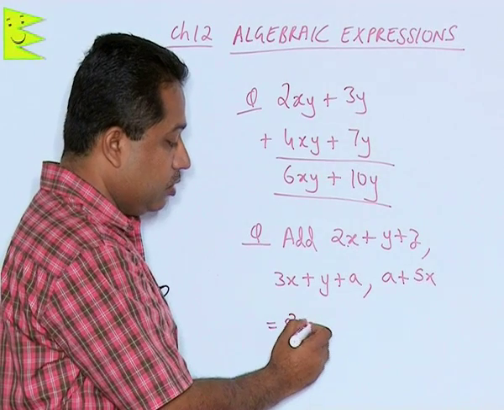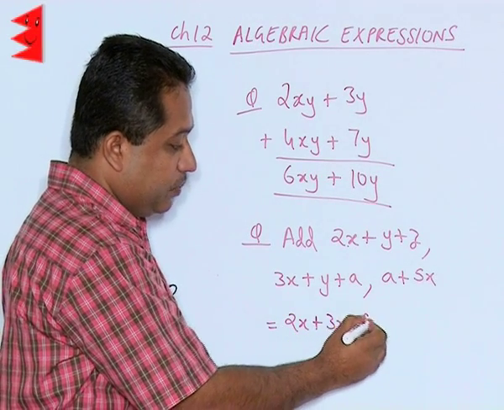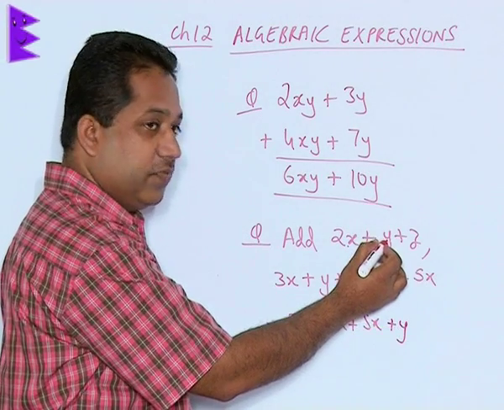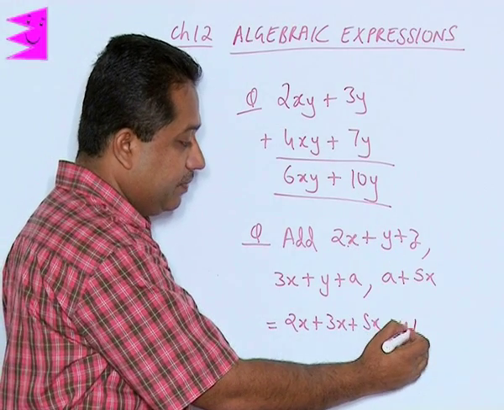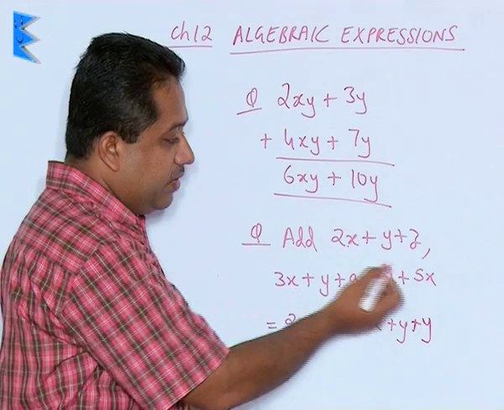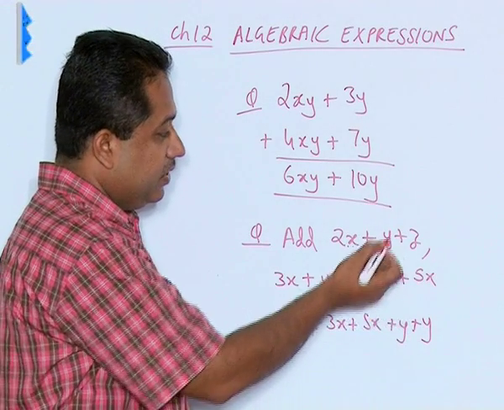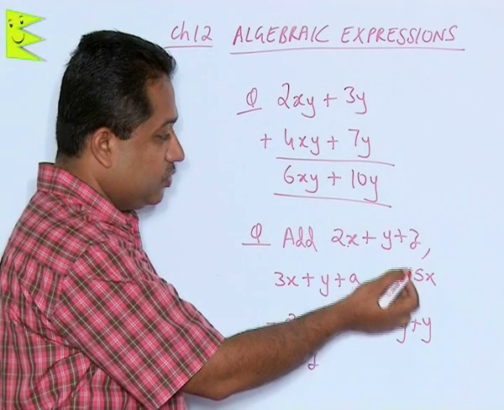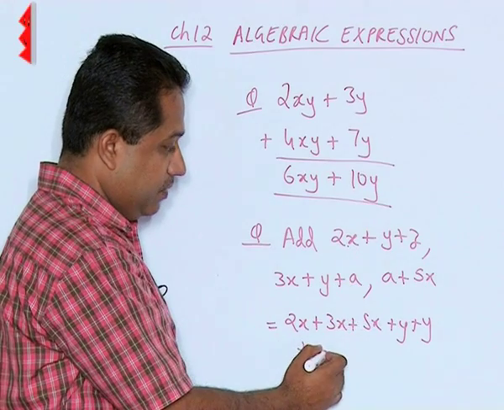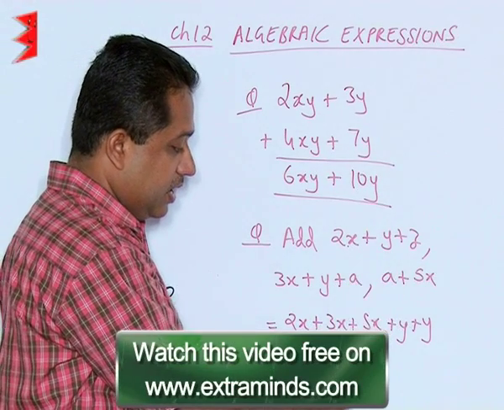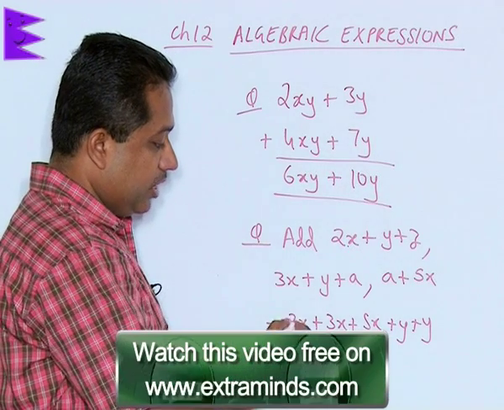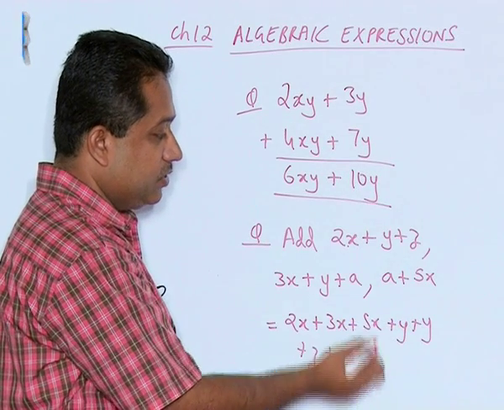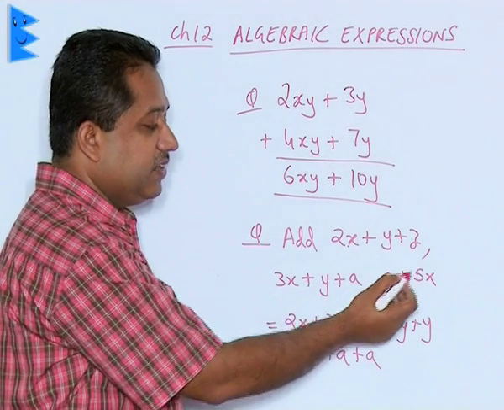So, this is equal to 2x plus 3x plus 5x. I have taken the like terms, plus y from the first expression, another y from the second, and you do not have any y term in the third, so you skip that. Then we take z. There is no z in the second or the third expression, so we take the next variable. The next variable is a. We have a here and another a here. So, 1, 2, 3, 4, 5, 6, 7, 8 terms, and here also 1, 2, 3, 4, 5, 6, 7, 8 terms.